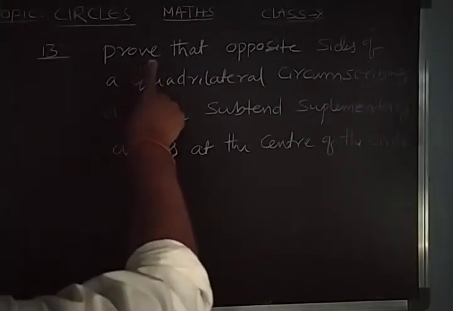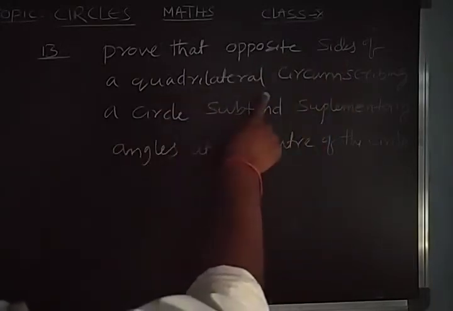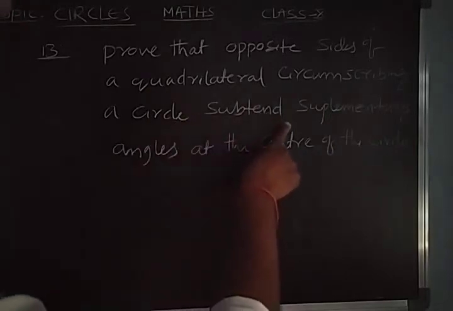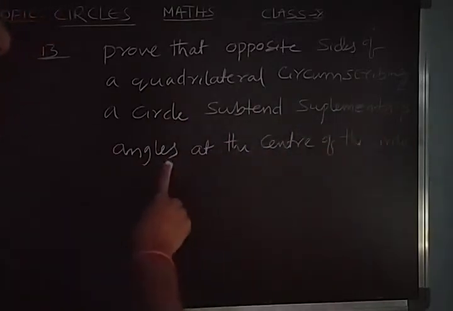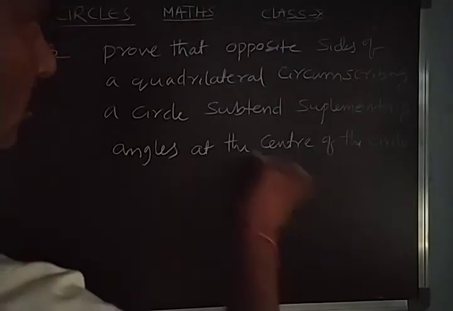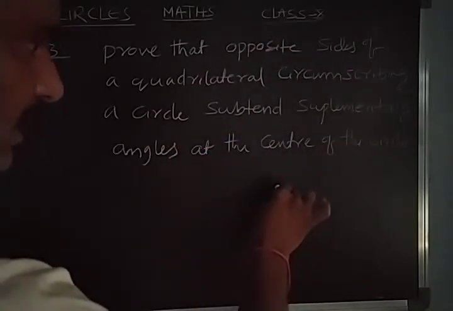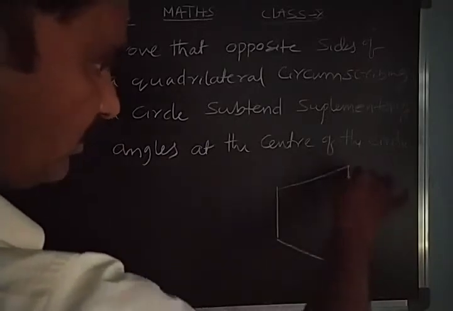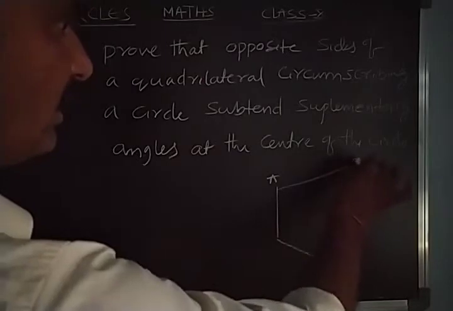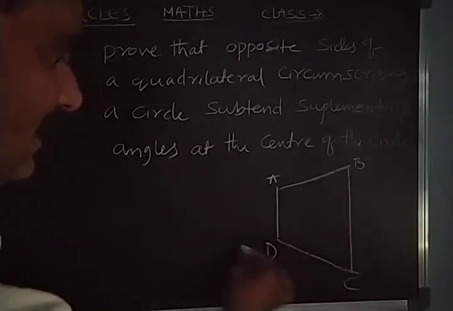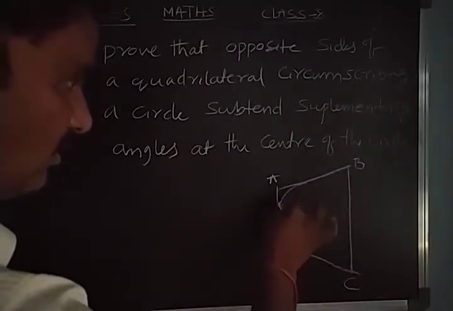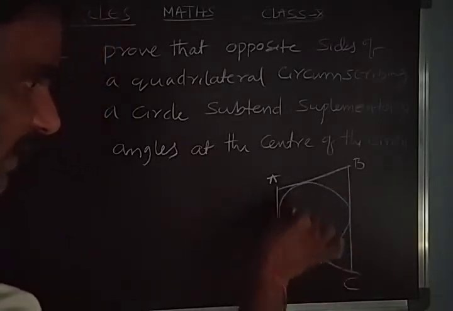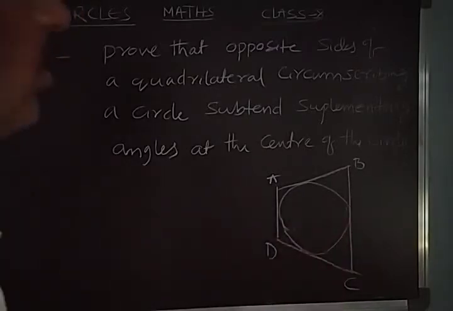Okay, 13th one. Prove that opposite sides of a quadrilateral circumscribing a circle subtend supplementary angles at the center of the circle. So, according to this question, I need one diagram. I am drawing one diagram. I need one quadrilateral. This is quadrilateral ABCD, a quadrilateral circumscribing a circle. That means inside we have a circle which touches the four sides of the quadrilateral. Okay, this is the diagram.